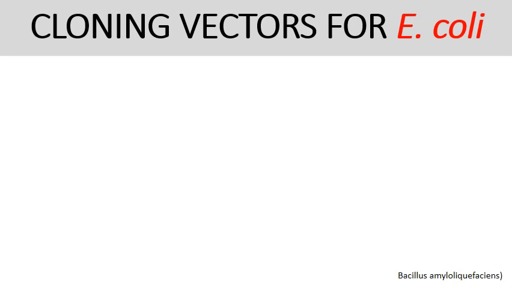So firstly, I will discuss the cloning vectors which are used for cloning inside E. coli. The most commonly used vector is the plasmid. And plasmid is extrachromosomal DNA that is present inside the bacterial cell, especially in the case of E. coli. This extrachromosomal DNA is a circular double-stranded DNA, which is known as plasmid. Its size ranges between 1 to 300 kilobases.